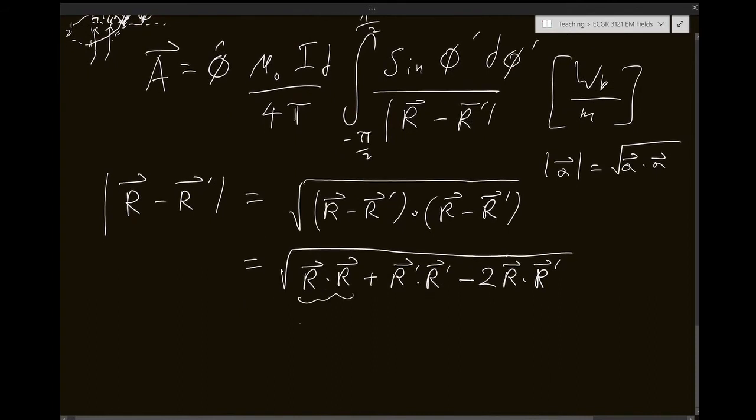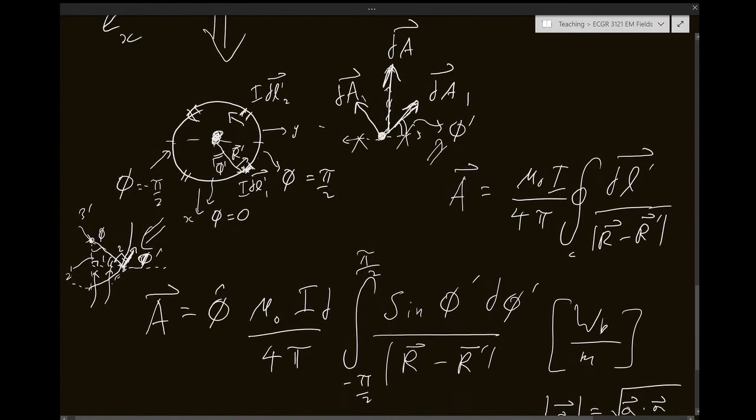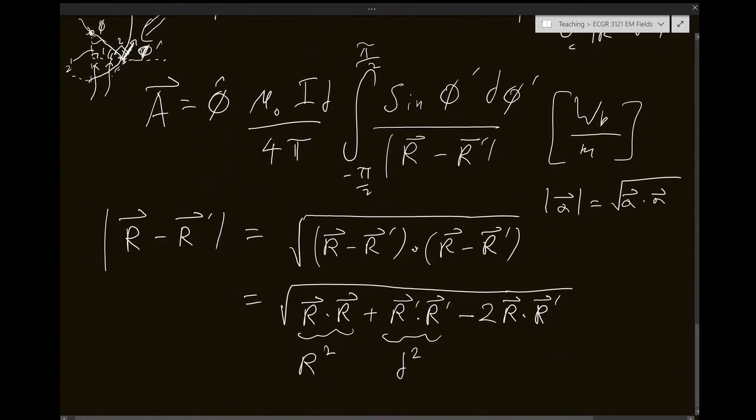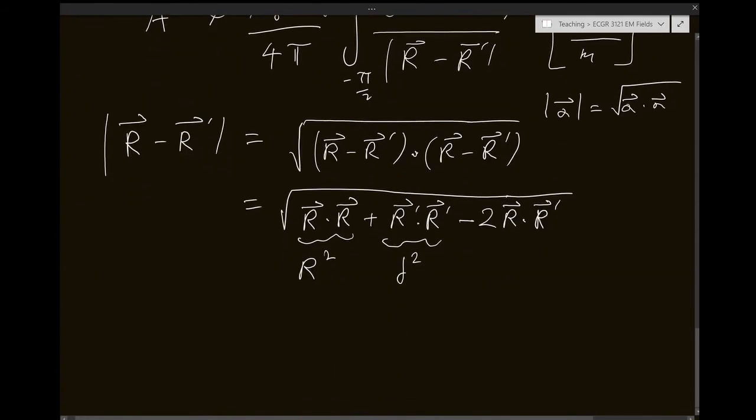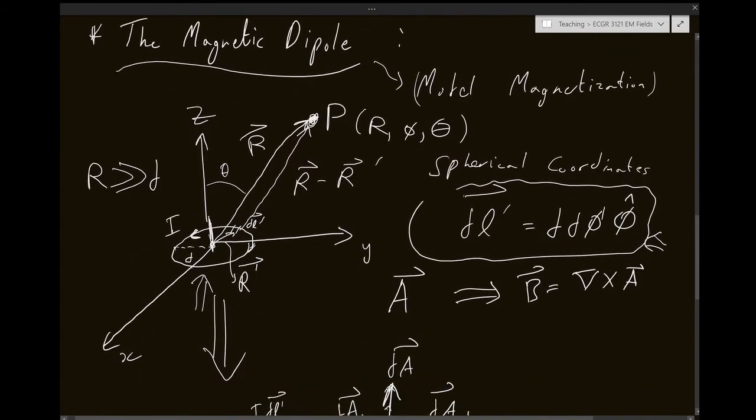Okay, r dot r is just r squared. r prime dot r prime is just d squared, right? The distance from the origin to the element on the loop is just d. The radius is d. And this one is a little bit more tricky. What would this be? So we said we can make phi anything we want, because we'll get the same result. It doesn't matter. Let's make phi 90 degrees, pi over 2.